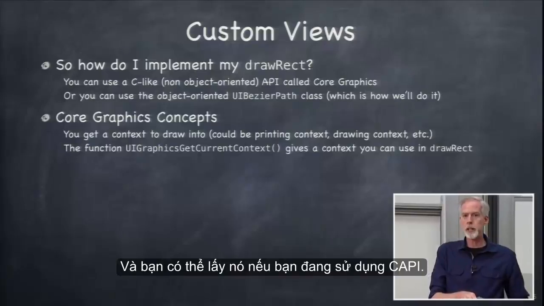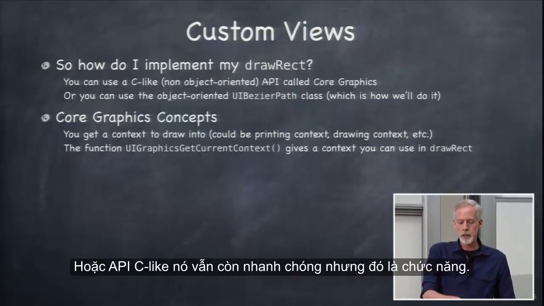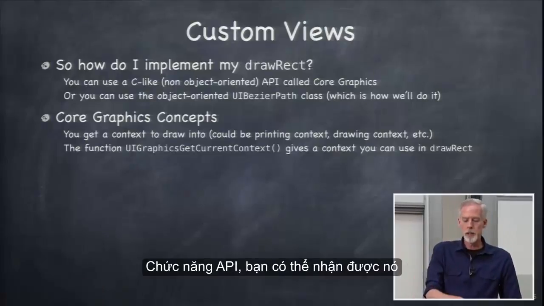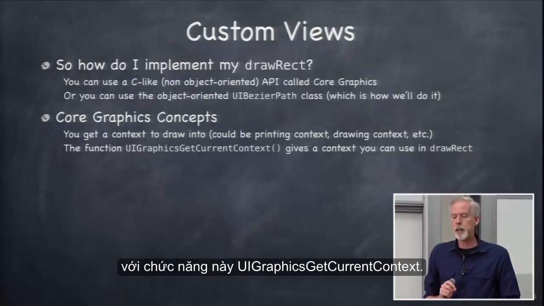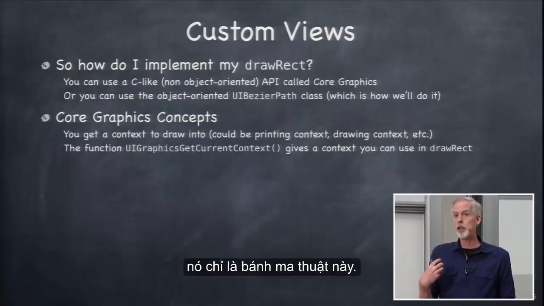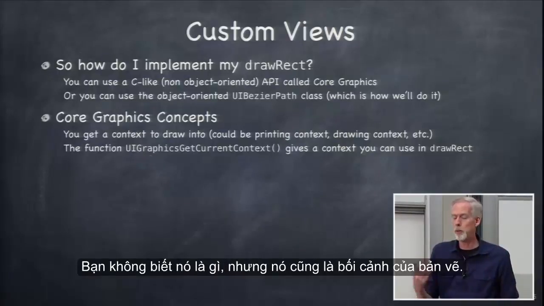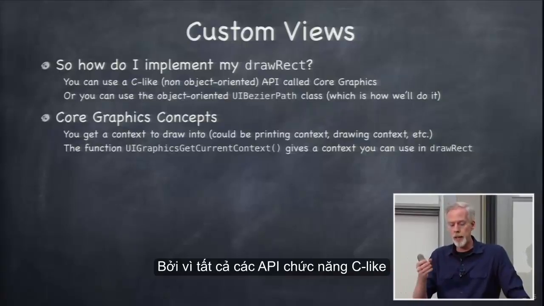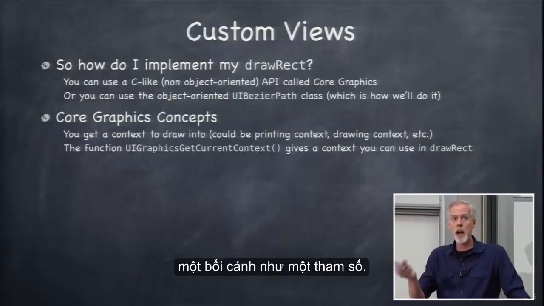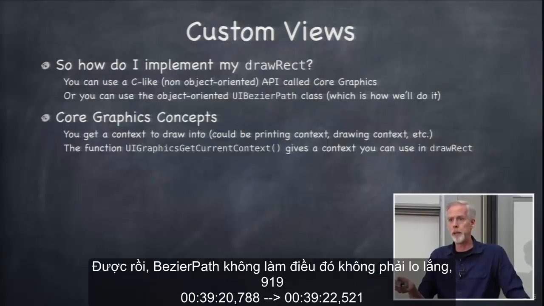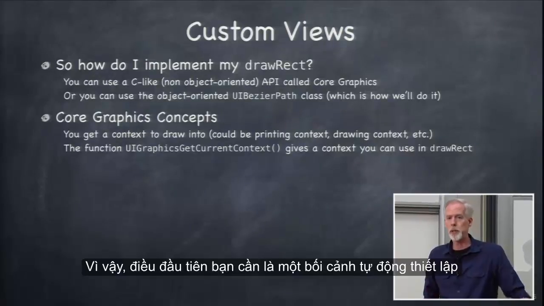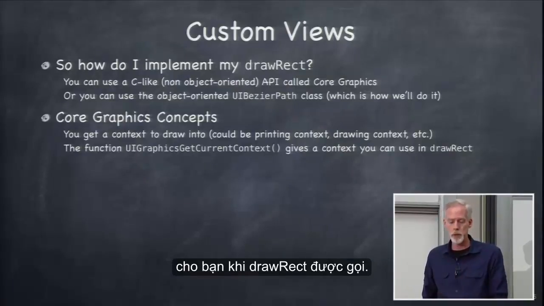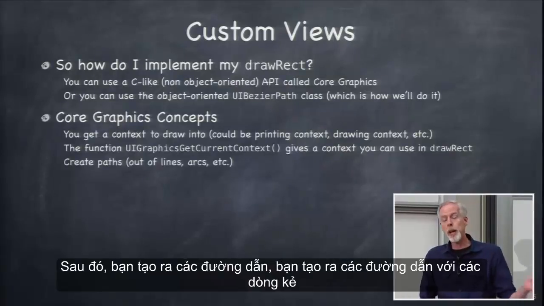And you can get it if you were using the C API, or C-like API, it's still Swift, but it's a functional API. You can get it with this function, UIGraphicsGetCurrentContext. And it'll return this cookie. It's just this magic cookie. You don't know what it is, but it is the context of drawing. Because all of the C-like functional API take a context as an argument. Okay? The Bezier path doesn't do that, no worries. But that one does. So the first thing you need is a context, automatically set up for you when drawRect is called.